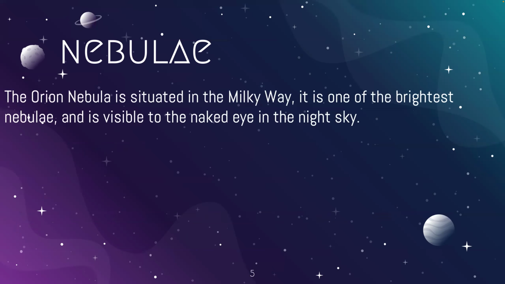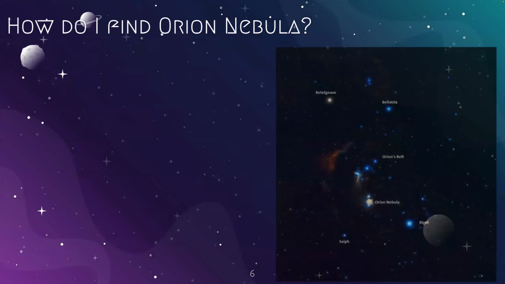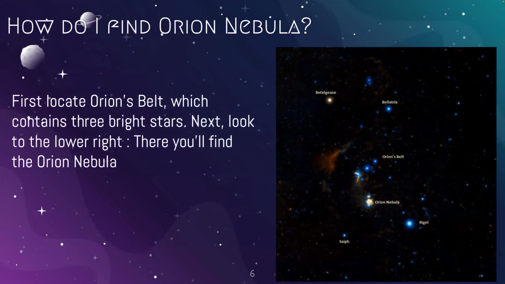The Orion Nebula is situated in the Milky Way galaxy. It is one of the brightest nebulae and is visible to the naked eye in the night sky. I mean, this is one of the nebulae which you can see without a telescope or even binoculars. You can see it with your naked eye. How to locate it? Simple. You first find the Orion belt, three bright stars in our night sky. Very easy to locate them. They're three stars, like friends sitting next to each other always. You locate them first, and right below them, you'll find a bright cloud, which is basically a nebula called the Orion Nebula.